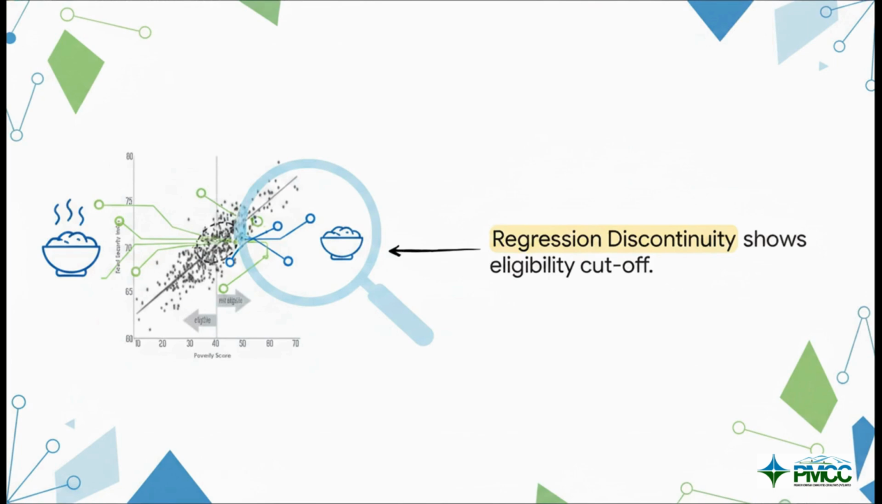Okay, another powerful quasi-experimental method is regression discontinuity. This is absolutely perfect for when eligibility is based on a strict cutoff. Imagine a food subsidy program where a family only qualifies if their poverty score is exactly 40 or below. We don't need to survey the entire population here. We just zoom right in and analyze the people immediately on either side of that cutoff line.